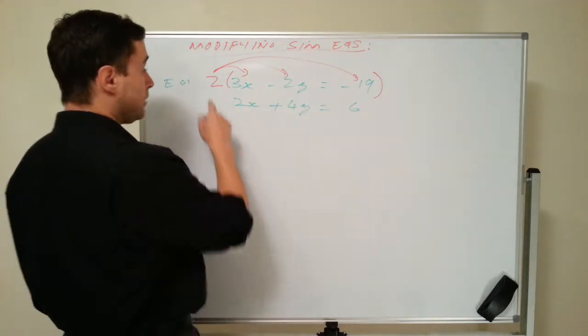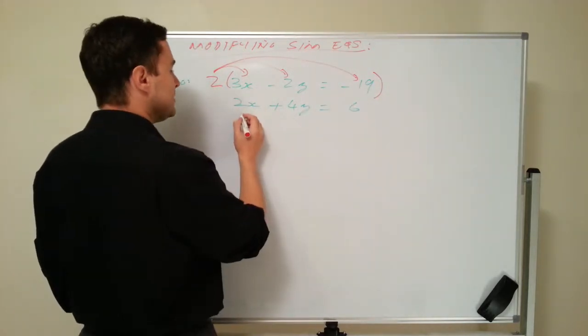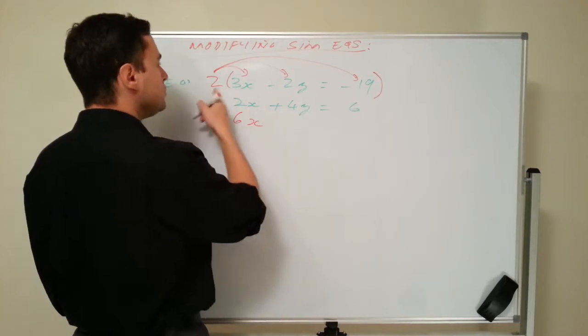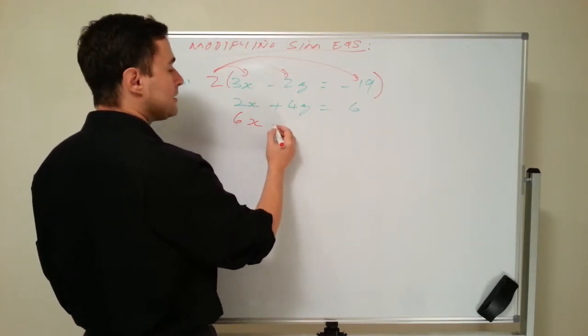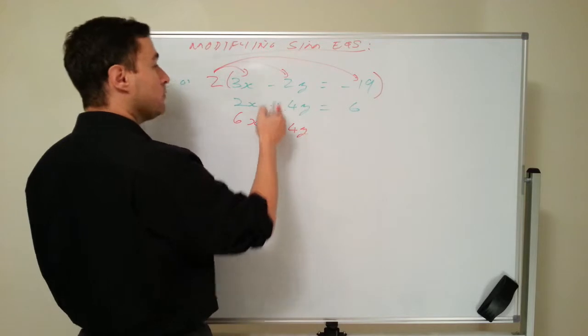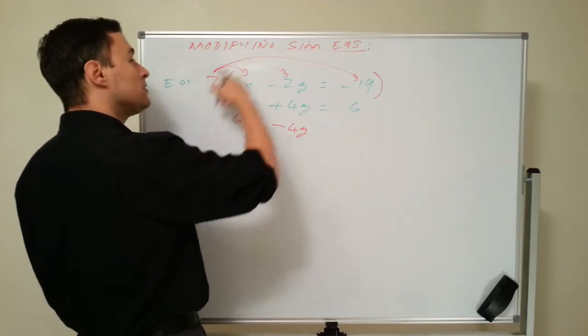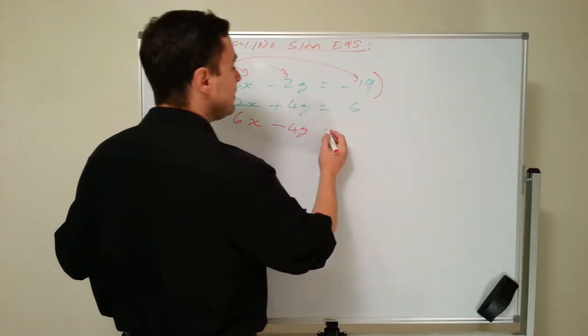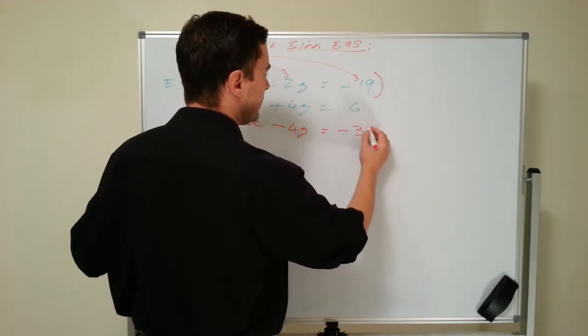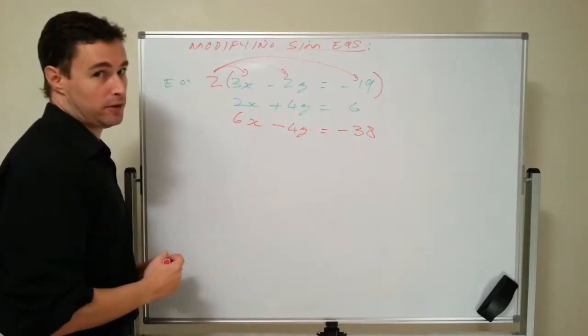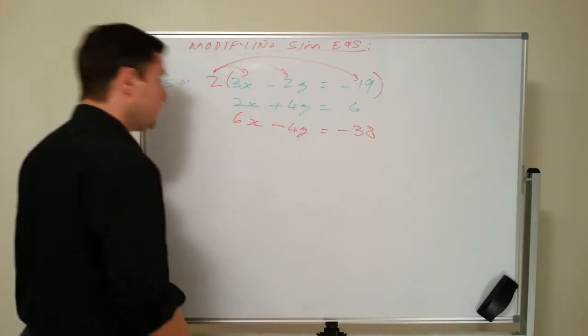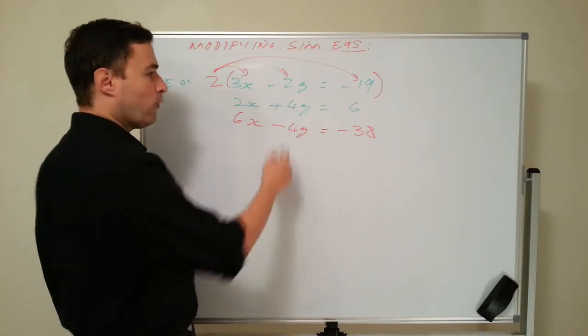2 times 3x is 6x. 2 times negative 2y is negative 4y. Be careful of your signs. 2 times negative 19 equals negative 38. Okie dokie. You with me still? Great. Now I've got 4y, fantastic.